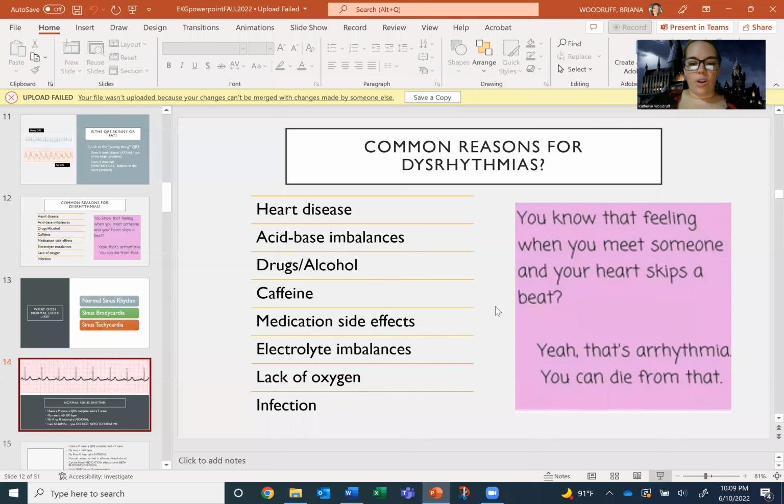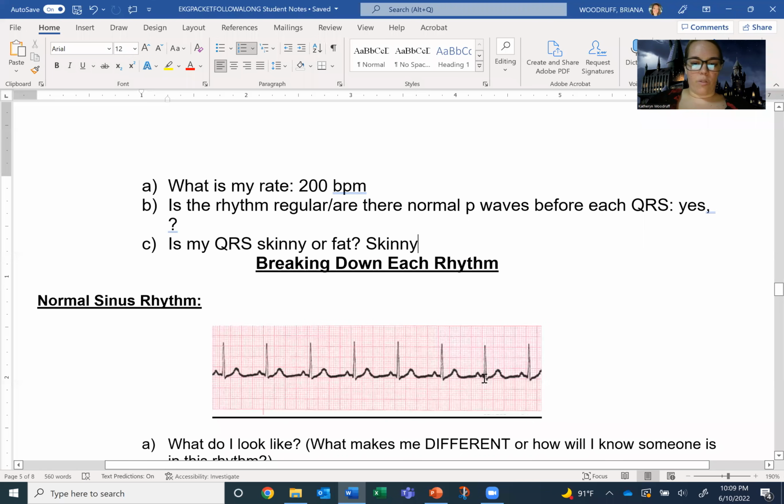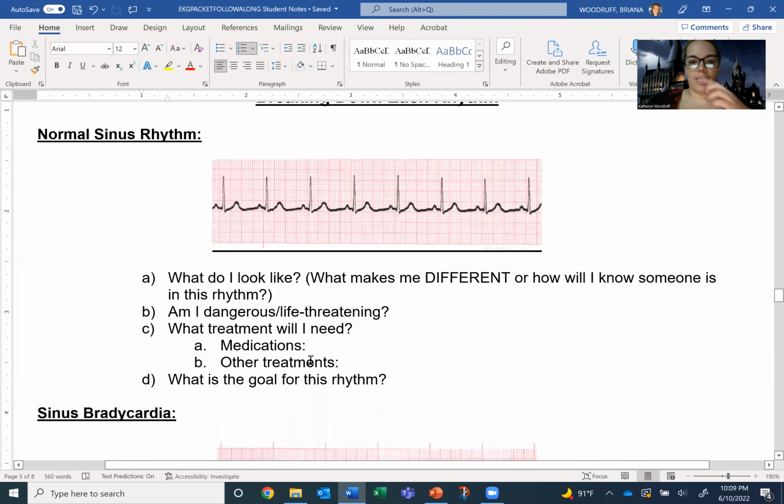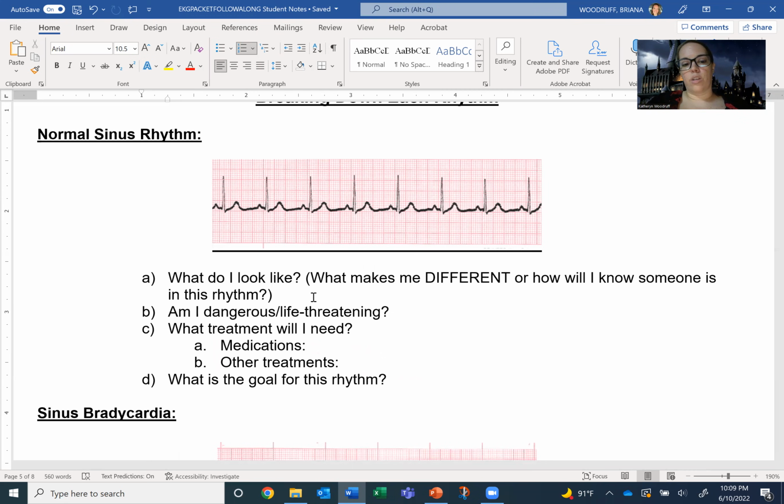I have here a document. We're not going to go over it for every rhythm, but I want you to see some of the things I have students looking at. You might want to take notes. This form is on my Google Drive, by the way, if you want to use it. You want to see, what does it look like?